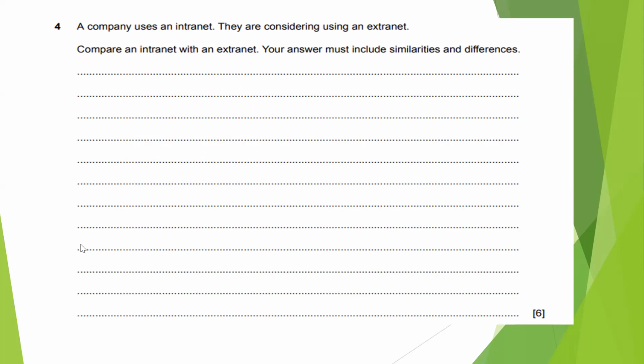Extranet is used externally, I think, like in hotels and restaurants for the public Wi-Fi. Extranet is a link between supplier and customer. Intranet is used inside the company. Mm. So now you have to write some similarities and some differences. 3 similarities, 3 differences.